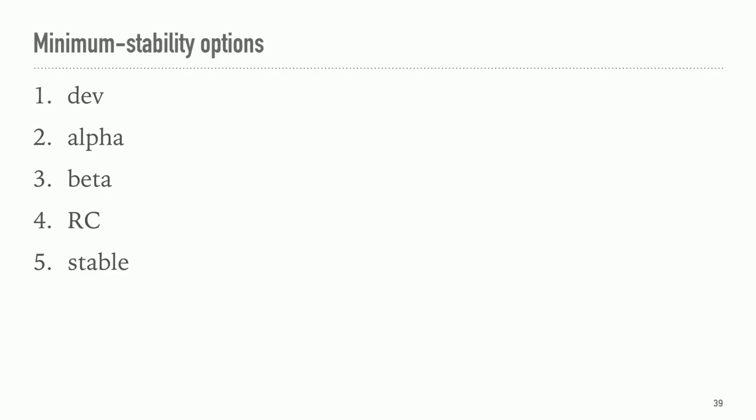So you could define the minimum stability for your library. So when Composer goes and looks for the libraries that you need, it is going to verify that stability. So these are the stability levels: you have dev, alpha, beta, release candidate, or stable.